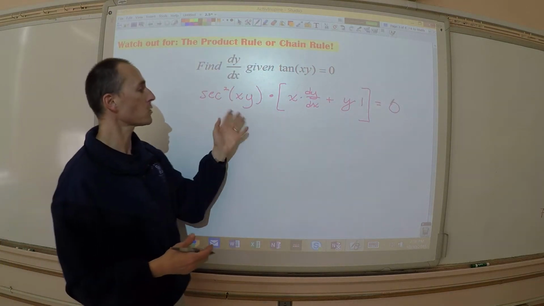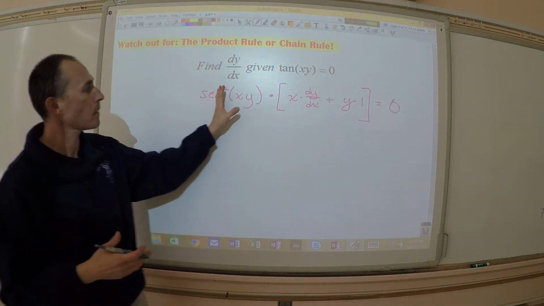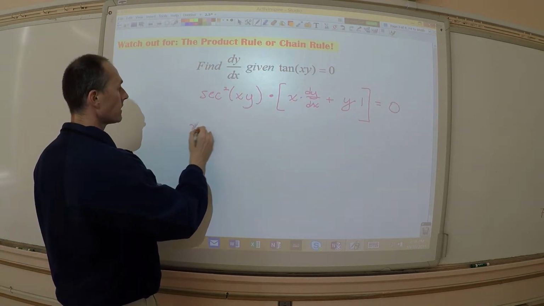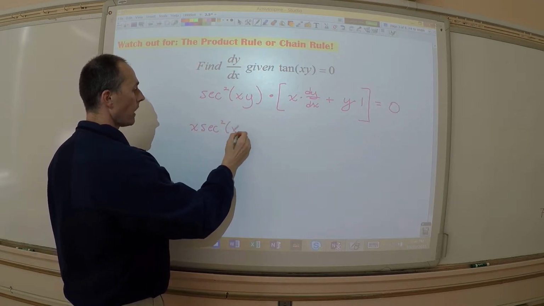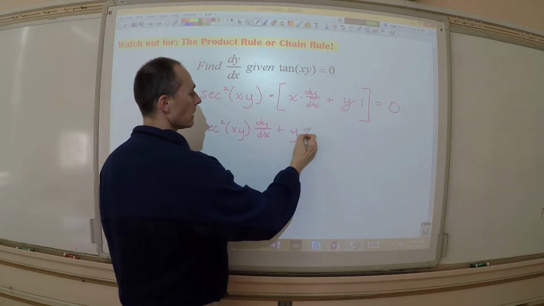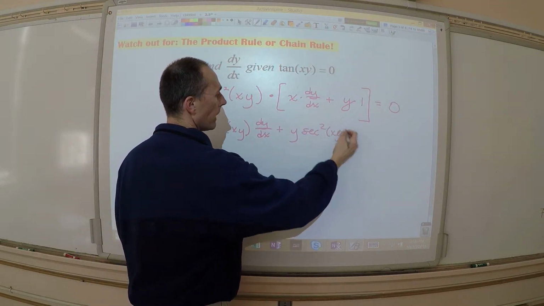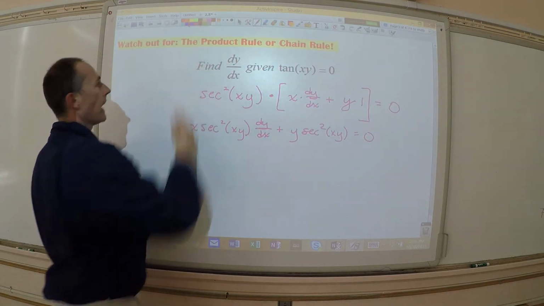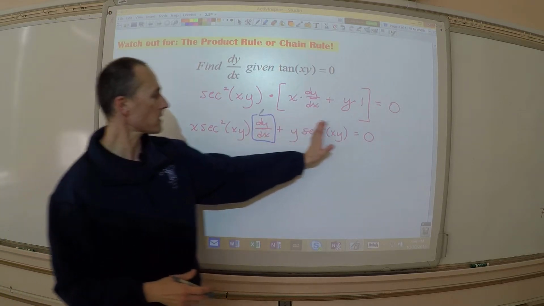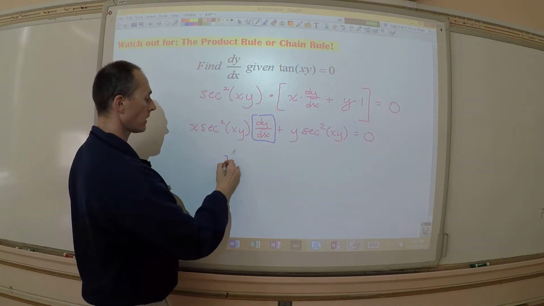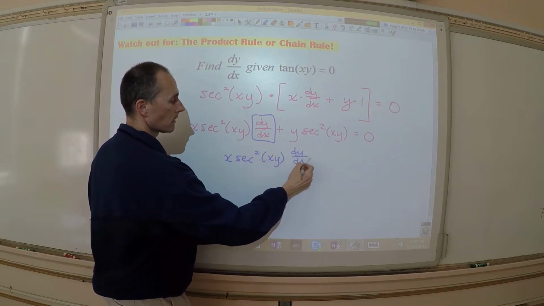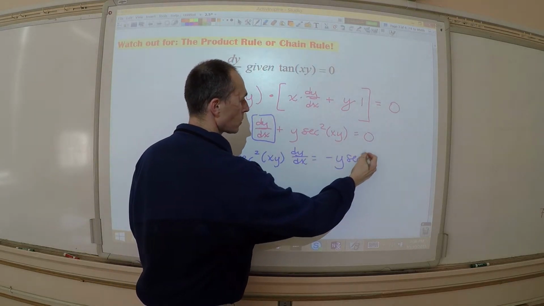So at this point, the question is, what do I do? And I think what I might do in this case is go ahead and distribute. So that would be x secant squared of xy dy/dx plus y secant squared of xy, and that equals 0. And as before, now comes the algebra, right? Now we're trying to solve for this right here, dy/dx. So we're going to slide that over, right? So x secant squared of xy dy/dx equals negative y secant squared of xy.